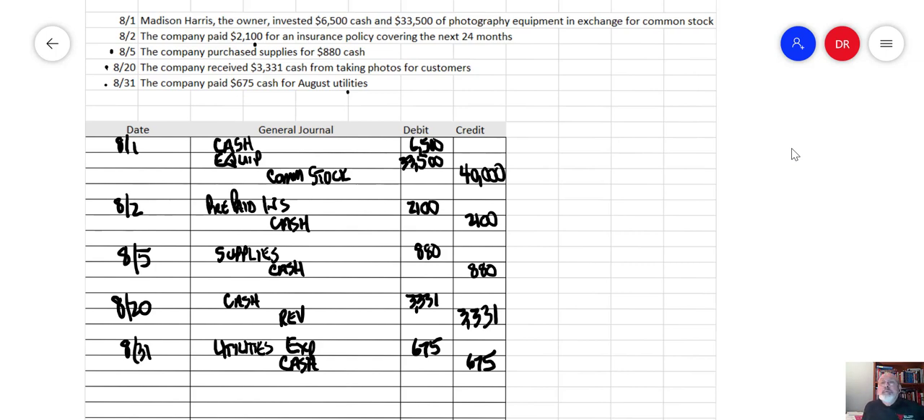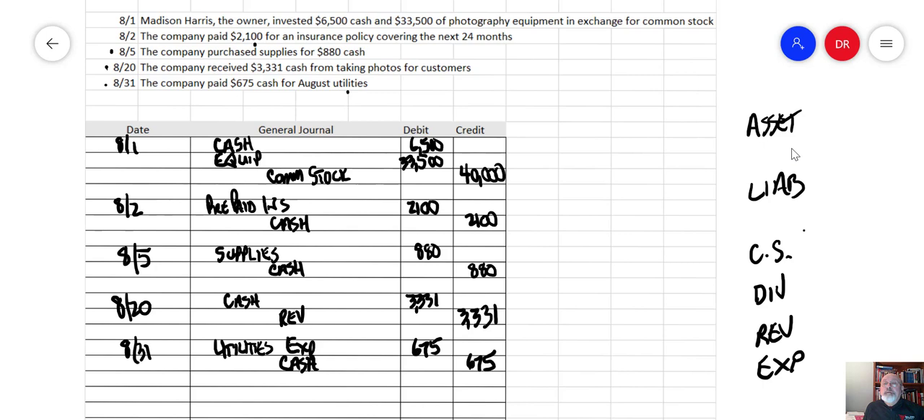And again, remember the step we're using. Okay, what kind of account is it? Is it an asset? Is it a liability? Is it common stock? Is it dividend? Is it revenue? Or is it expenses? And all three of these come under the banner of equity. Okay, but it's going to be plus common stock, minus dividend, plus revenue, minus expense. All right, so that is the second part of the exercise part 1.